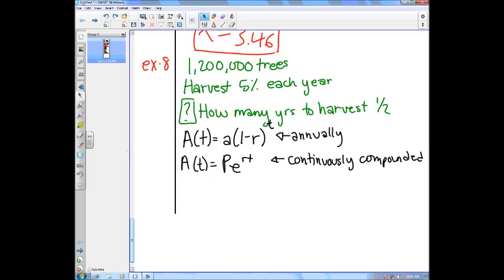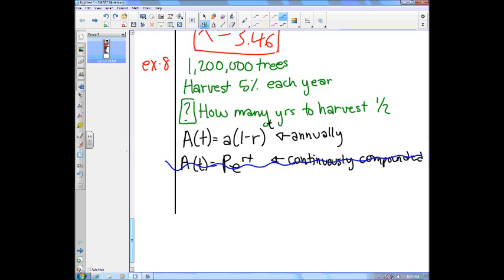Also, how often are we cutting down 5%? Are we cutting down 5% annually or continuously cutting down 5%? Arbor, are we cutting down 5% annually or continuously? Annually. Continuously means we're always chopping away. So we're not going to use the continuously. We're going to use the annual formula.